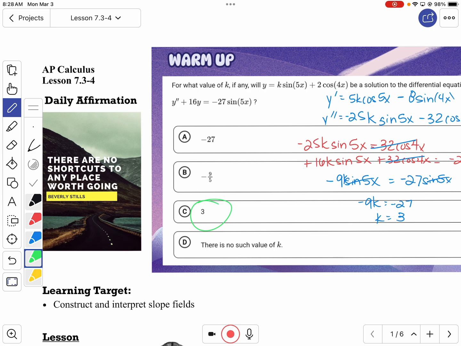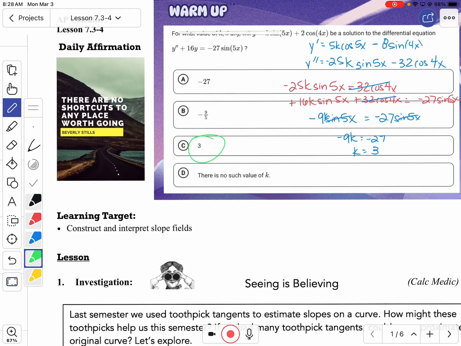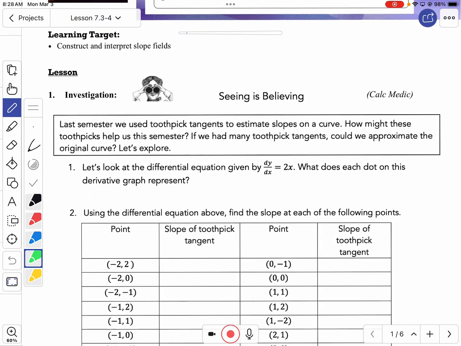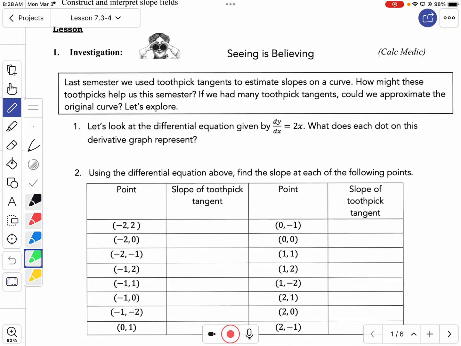So today we're going to talk about something called a slope field. And so that's why you see these little graphs up around the room. We're going to actually create some here in a little bit in our groups. But before we do that, let's look into a little bit of an investigation so you can play with it a little bit, called Seeing is Believing.